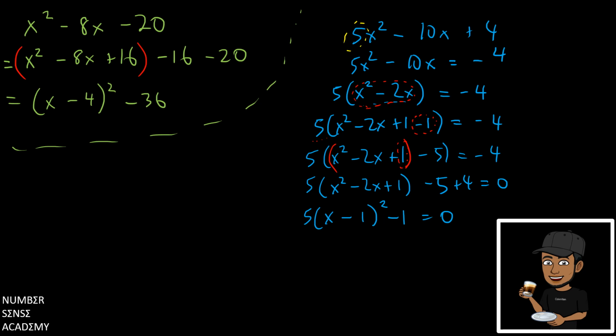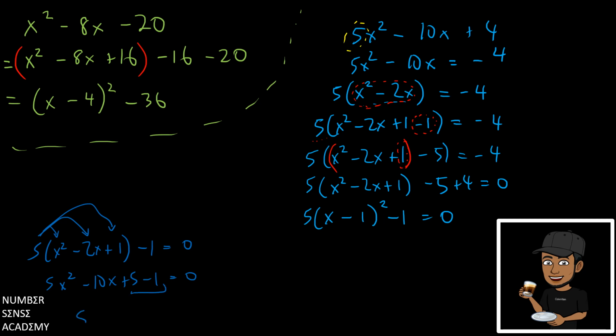So if I have 5 times x minus 1 squared, okay, I know it's going to be x squared minus 2x plus 1 minus 1 equals 0. If I expand this, I'm going to end up with 5x squared minus 10x plus 5 minus 1 equals 0. And then these 5 minus 1 are like terms, so I end up with 5x squared minus 10x plus 4. So it gets me back exactly where I started, if you just want to do a quick check to see if you did it the right way.